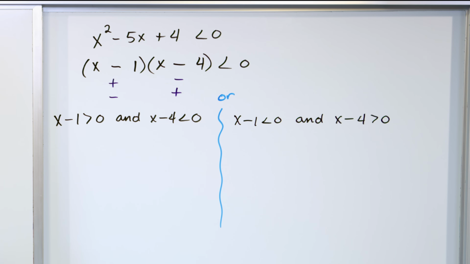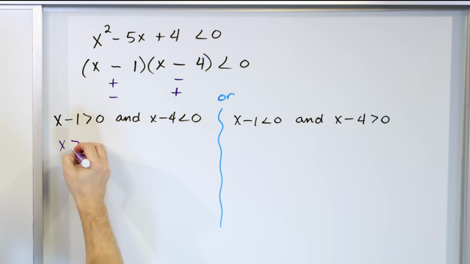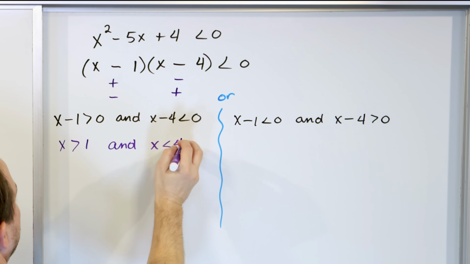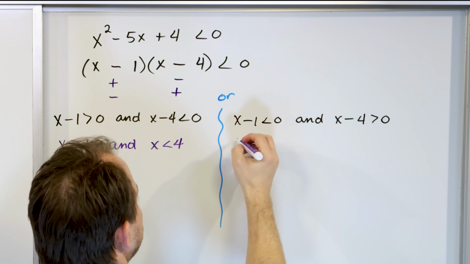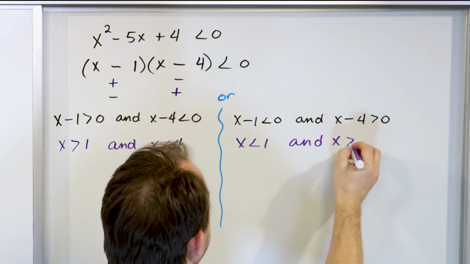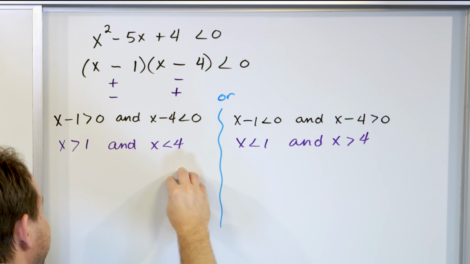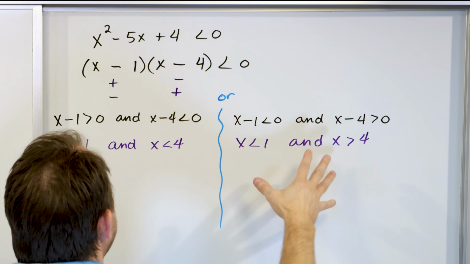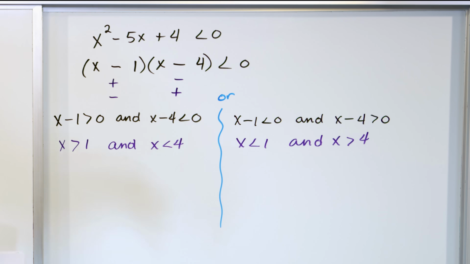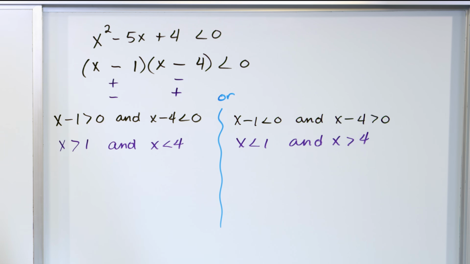So then we just solve them. And these are really simple to solve. You just move the 1 over, so you have x greater than 1 and x less than 4 by adding 4. And then over here you have x less than 1 and x greater than 4, just moving them over there. Then what we do is we graph each one of these guys and figure out what the distilled solution is on each side, or what each side really yields, and then we combine them at the end.